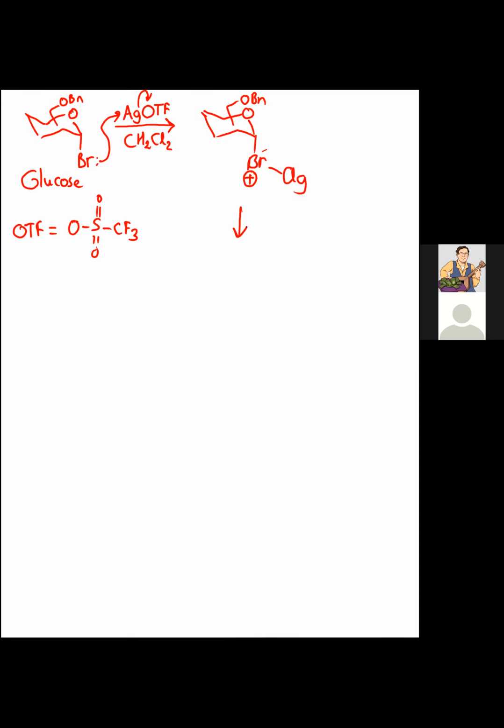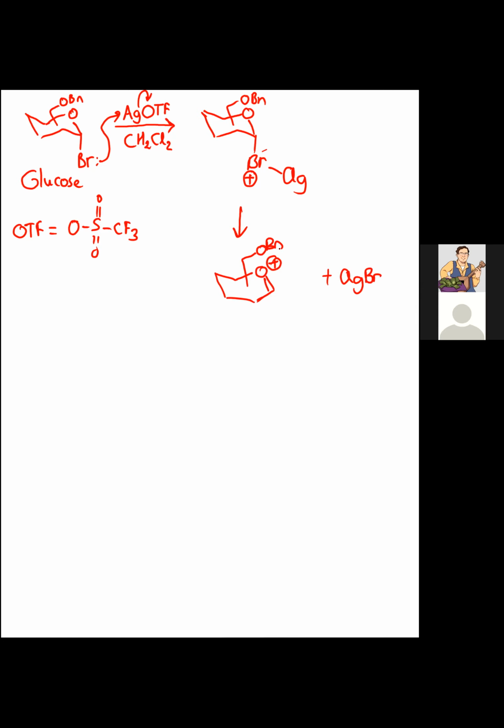This is then going to invert into the right boat. I'm not going to draw that because it makes my brain fry. I don't like it. So I'm going to skip ahead and just draw the oxocarbenium. But we drew that right boat in the last class if you need to revise that. Plus silver bromide. And that silver bromide is now going to start collecting at the bottom of your reaction vessel as kind of a brown-gray powder.